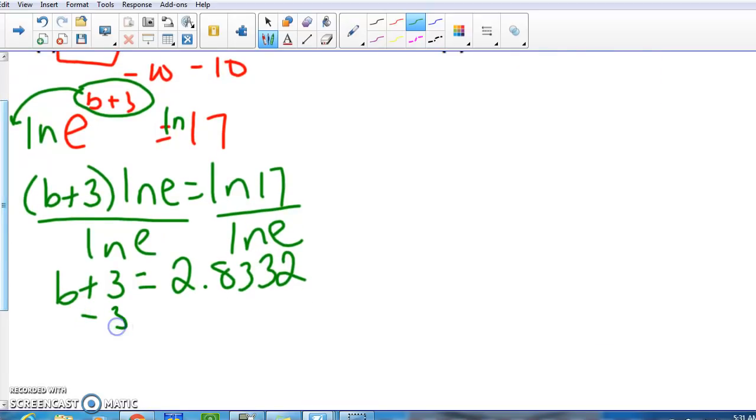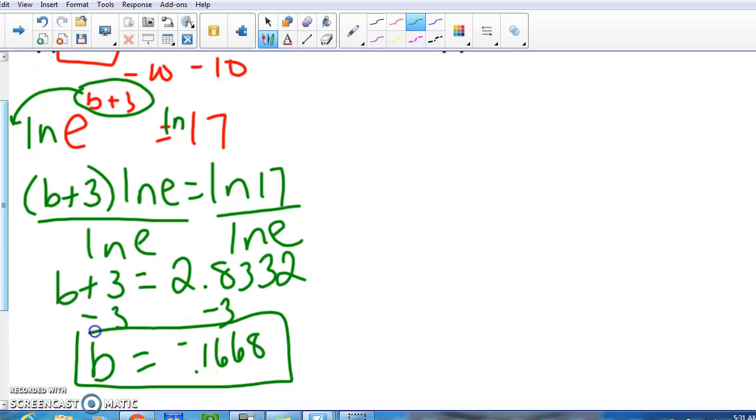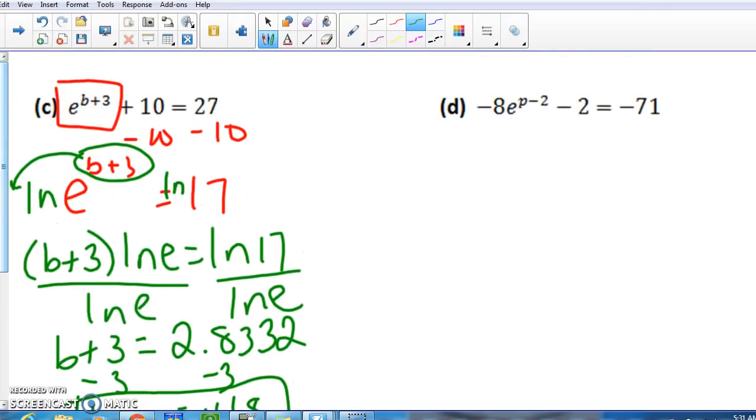Then you have to solve from here. We're home free. We subtract 3 from both sides. We get b to be negative 0.1668. Again, there's nothing to check when it's an exponential. We only have to check things that are log functions at the heart.